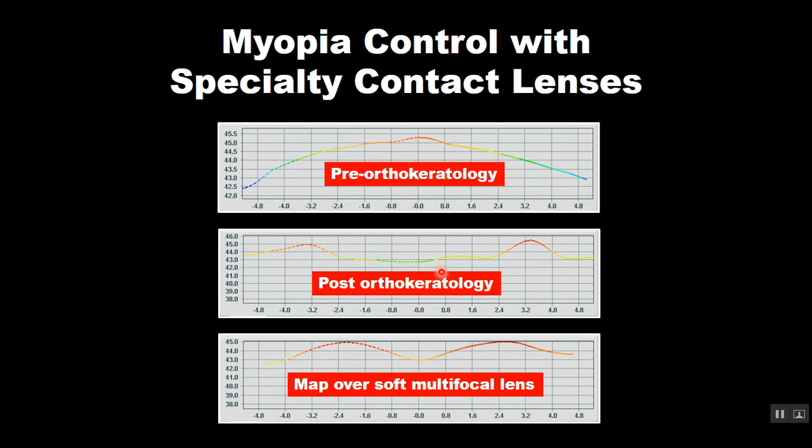We can do this in Ortho-K, but we can also do this in multifocal lenses, creating minus in the center like we do for Ortho-K, but plus toward the periphery like we do with Ortho-K. So reversing nature's shape on the anterior surface from steepest in the center, flattest toward the periphery, to flattest in the center, steepest toward the periphery. Same thing with the multifocal contact lenses. Flattest in the center, steepest toward the periphery.